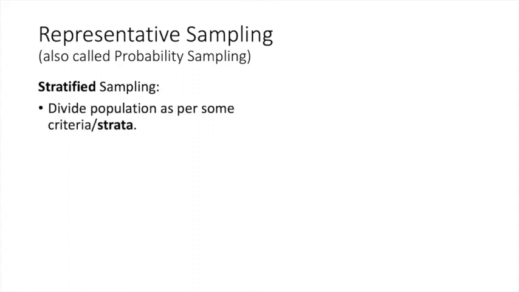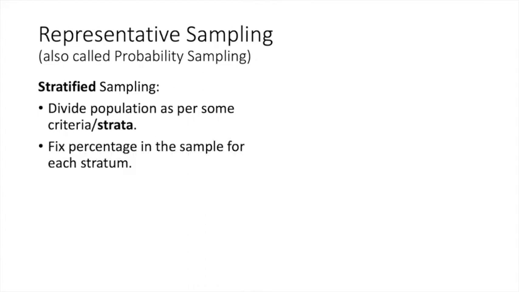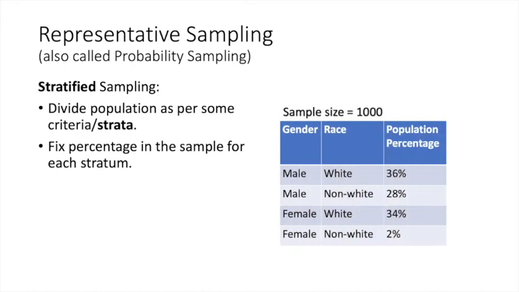Another example of probability sampling is called stratified sampling. Much like in quota sampling, a population is divided as per some characteristics, also called strata, and the proportion of the population falling in each stratum is noted. For example, here, a hypothetical population in a white-dominated country is stratified according to race and gender.